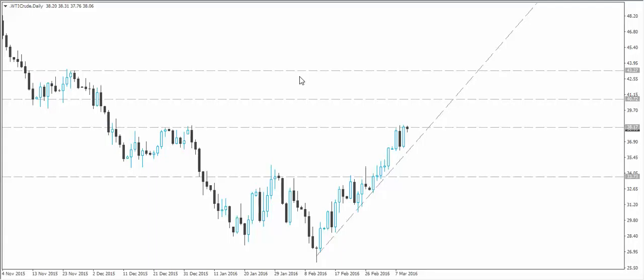Hi everyone, in this video I'm going to have a quick look at reversal signals when they occur in really strong trends. So the chart that I've got up here is West Texas Intermediate Crude, WTI, and it's the daily chart. And it is current.